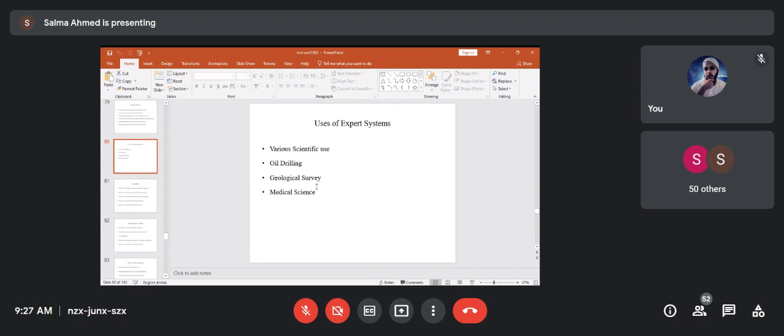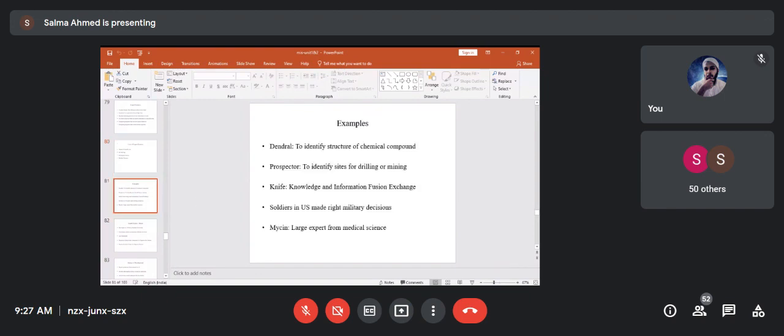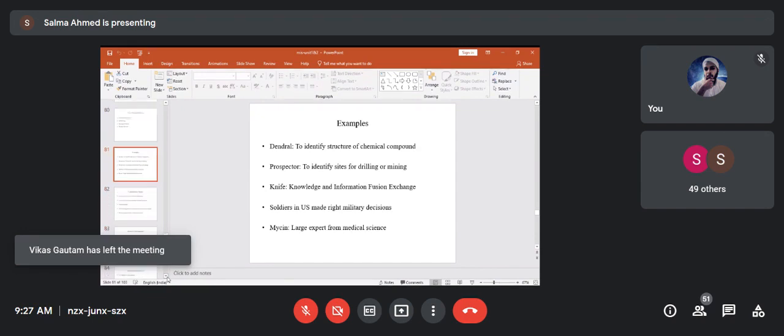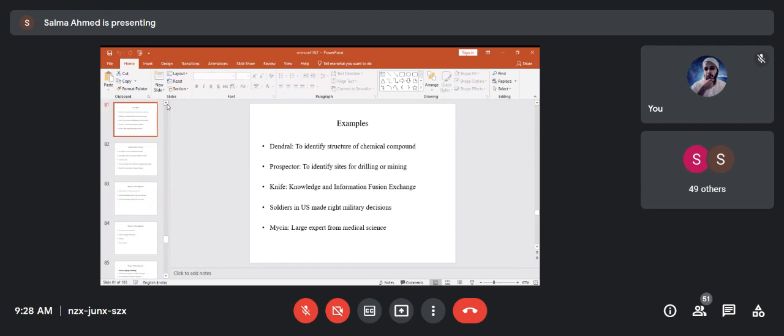Now, it has various uses, particularly in the scientific field, like oil drilling. Just by testing a little bit of the soil in that area, it will be able to tell you whether this point has a rich oil base. It is used in geological survey and medical sciences. There are certain expert systems like DENDRAL. DENDRAL is used to identify the structure of a chemical compound. Prospector is used to identify sites for drilling or mining.